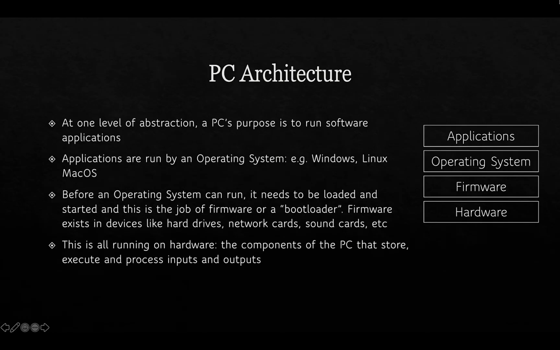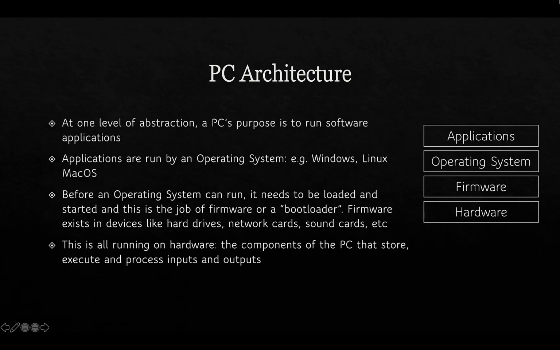At one level of abstraction, a PC's purpose is just to run software applications. Those applications are run by an operating system, for example Windows or Linux or Mac OS. Before an operating system can run, it needs to be loaded and started, and this is the job of a piece of software called the bootloader, which is part of the firmware of a computer. Firmware exists in devices like hard drives, network cards, sound cards, etc. It's essentially software that has been embedded in a chip and implemented in a device.